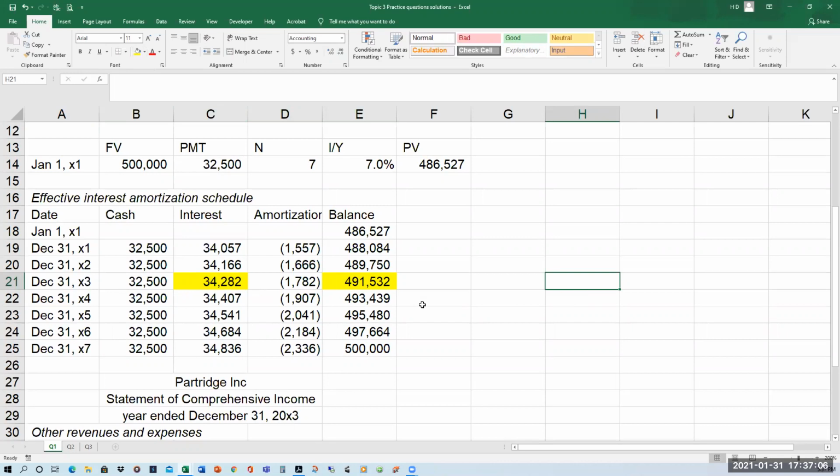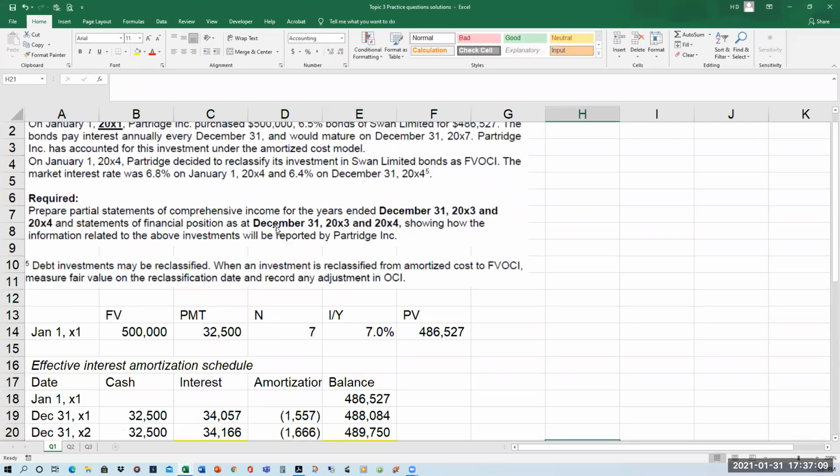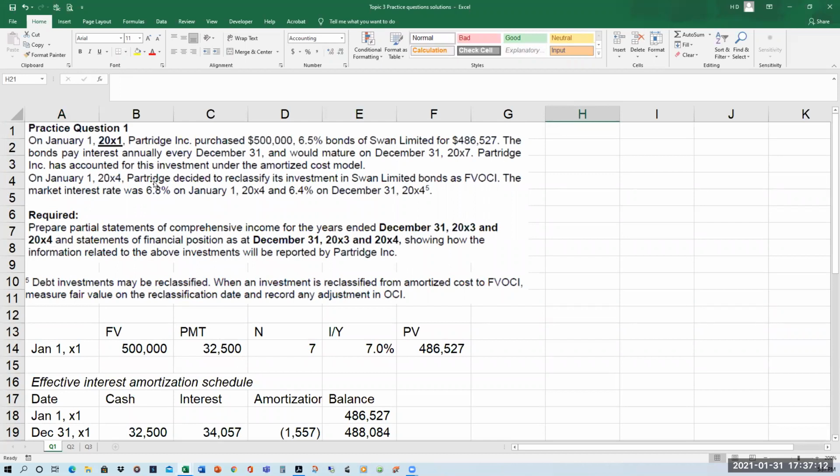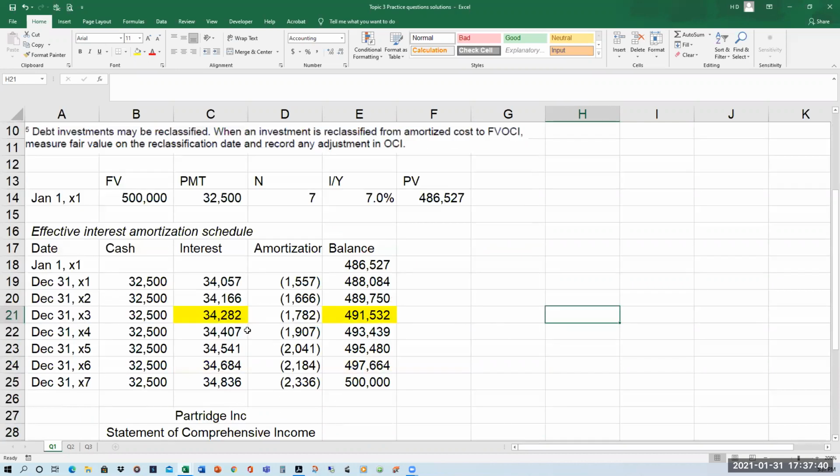Now, on Jan 1st, year 4, the reclass occurs. The company, Partridge, decides to reclassify the investment as fair value other comprehensive income. The market interest rate on Jan 1st, year 4 was 6.8%. So when the investment is reclassified from amortized cost to fair value OCI, we need to measure fair value on the reclassification date and record any adjustment in other comprehensive income. Mind you, thus far, we were using amortized cost and we did not bother to make any fair value adjustment.